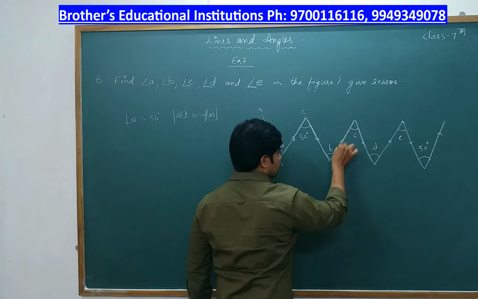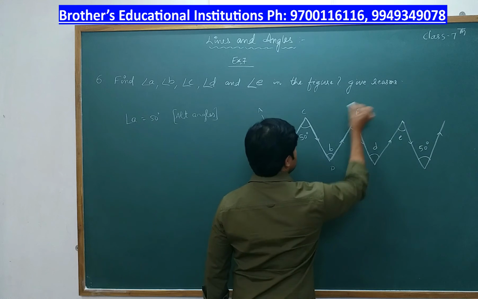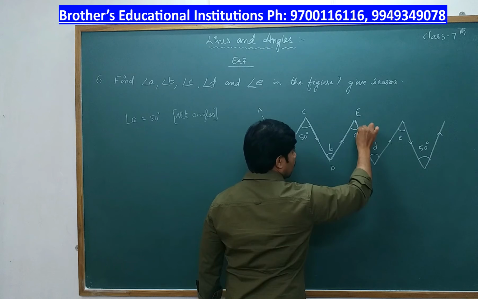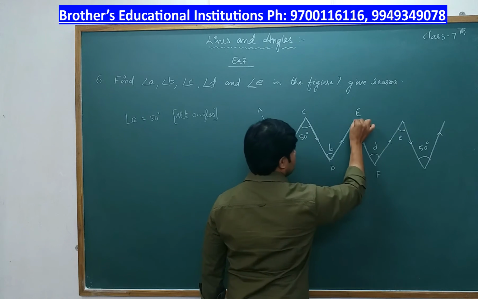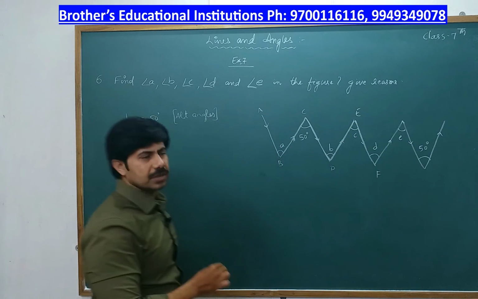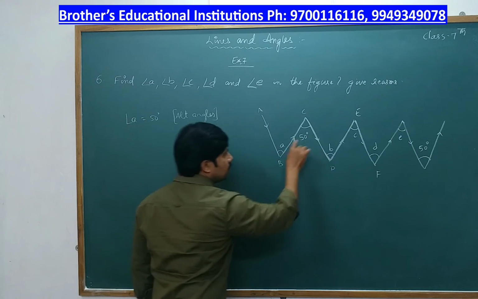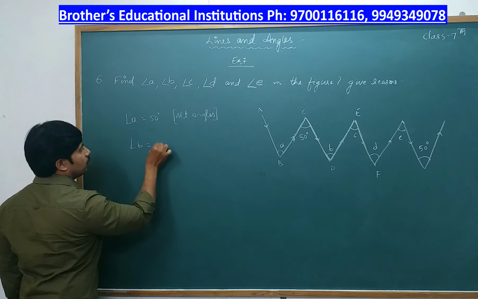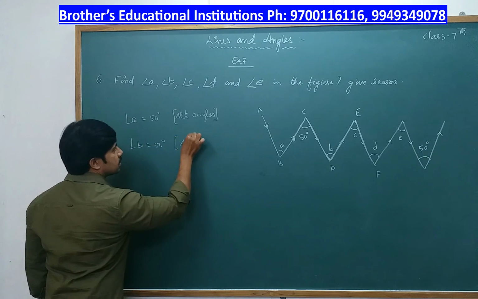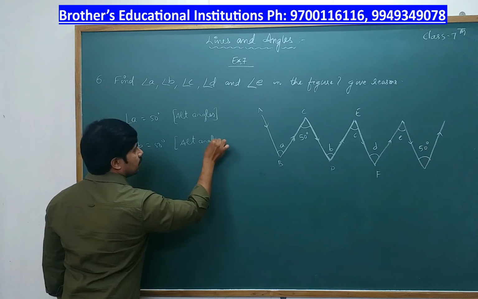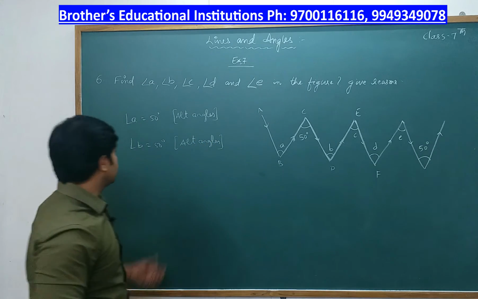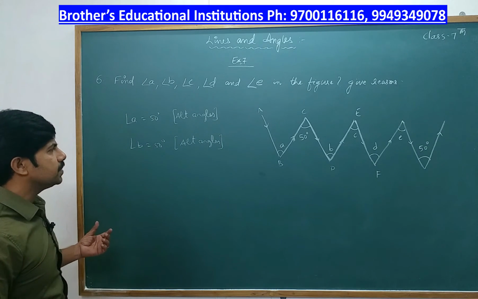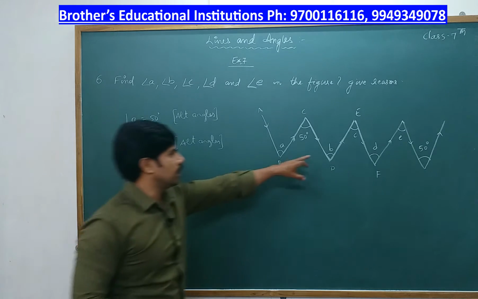Next, this is a transversal. You can put it as E. Here CD is parallel to EF and DE is a transversal. Then we say B is equal to 50. It is alternate angles. Angle B is equal to 50. The reason is alternate angles. So we got B.